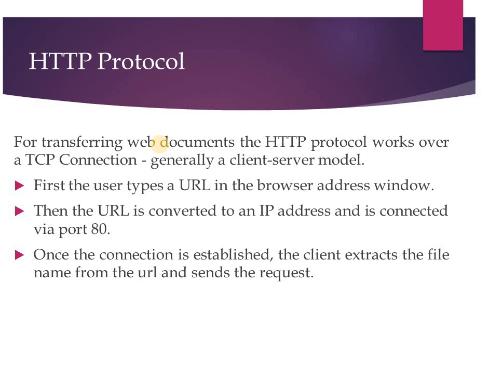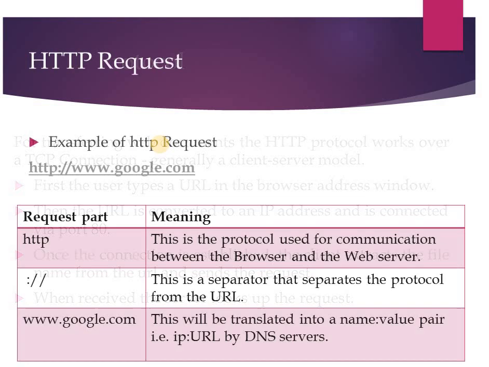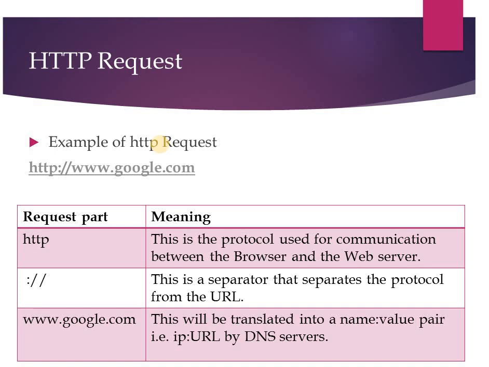Once the connection is established, a client extracts the file name from the URL and sends the request. When received, a server looks up the request. Now, this is a sample example of an HTTP request, how it looks. For example, I am requesting my Google page, okay? So, your request is http://www.google.com.